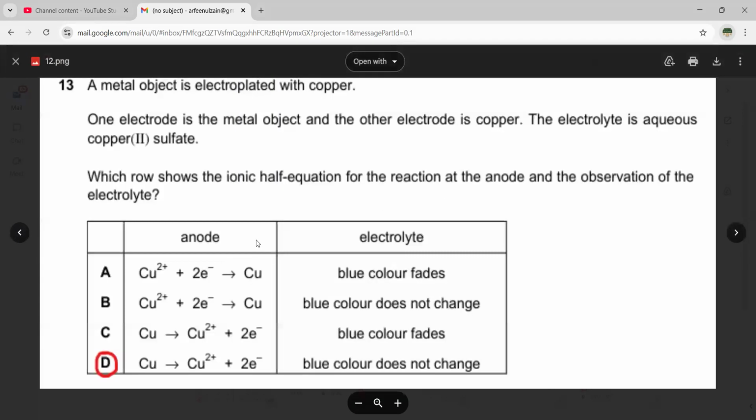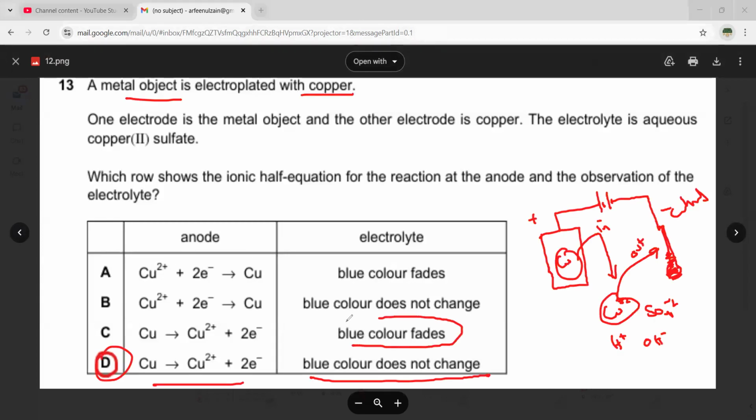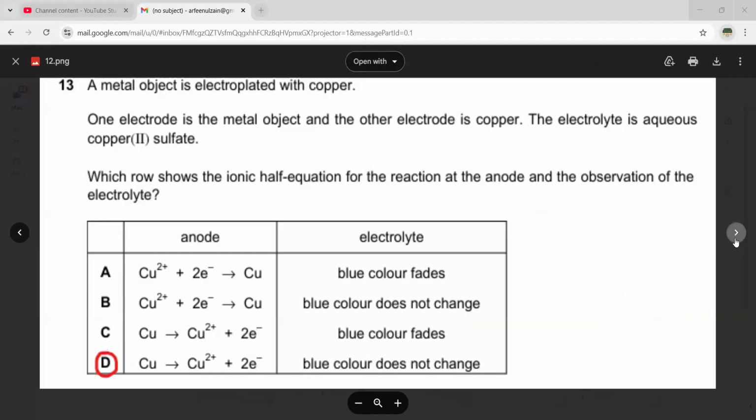Why not C? Because in C, they say that the blue color fades. Blue color fades means the color gets lighter, but the color does not get lighter. Why? Because when one copper ion goes out from the solution, another copper ion enters the electrolyte. So if one ion goes out and one enters, overall there is no change in the amount of copper in the electrolyte. That's why the solution does not change color. If the amount of copper ion in the electrolyte was changing, yes, the solution would change color as well.